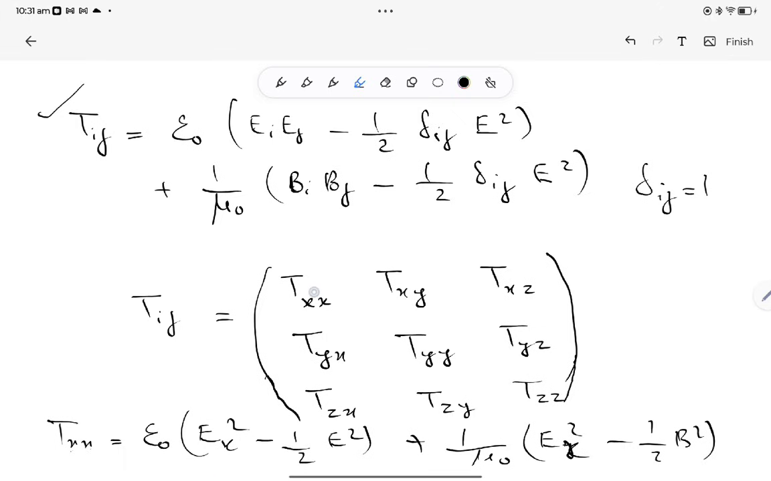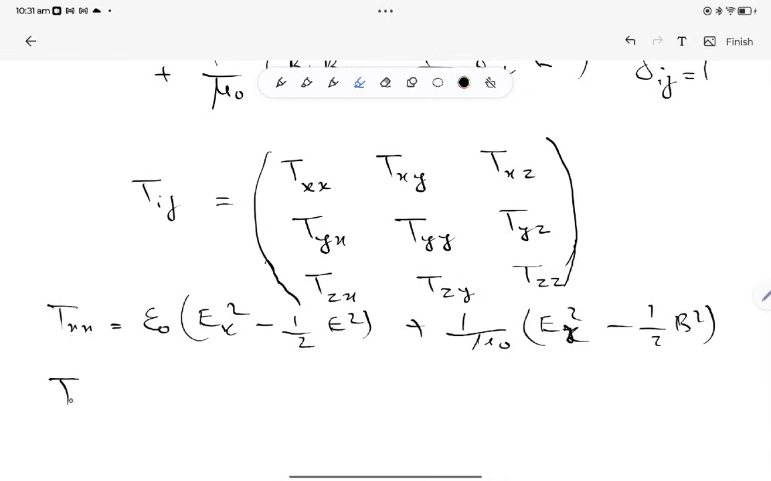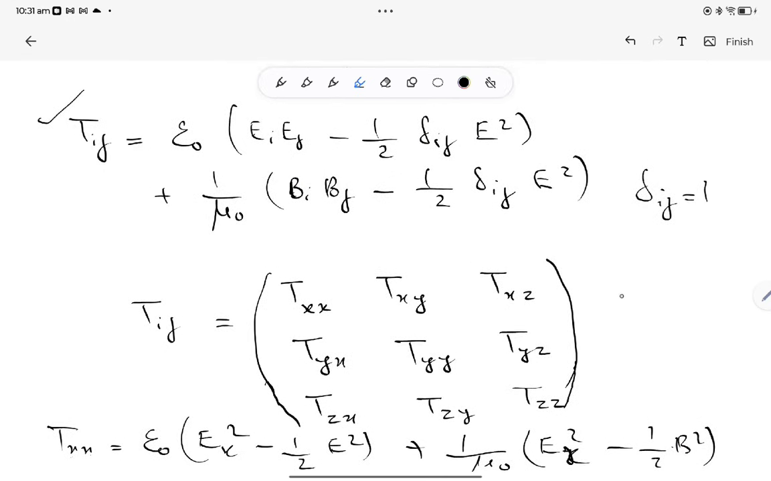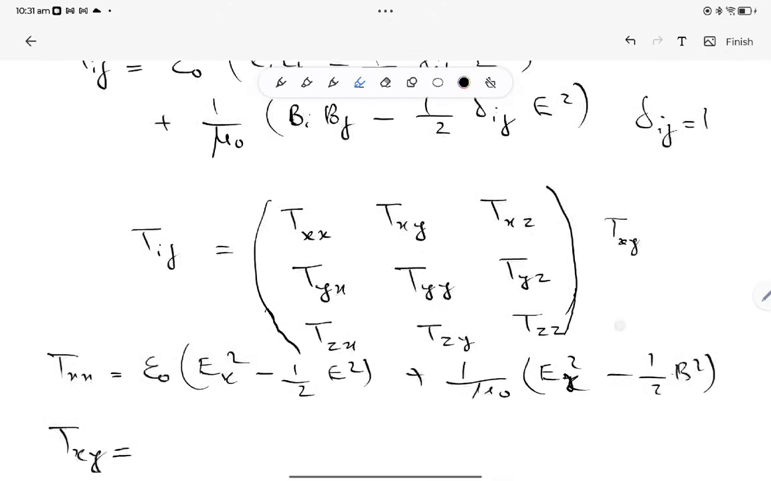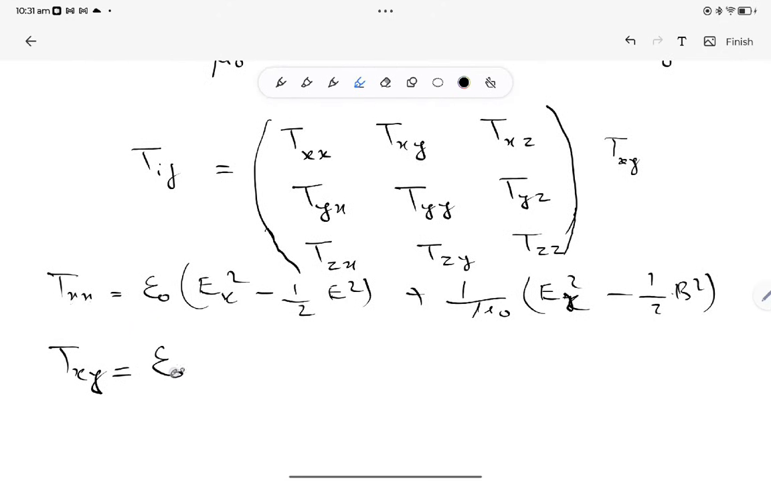Now this is just one element. You imagine this element here. Then you have similarly Txy. In Txy you don't have this term and this term, since x is not equal to y. This is 0, this is 0. No terms involving E square. Then you have only epsilon naught Ex Ey, then plus 1 by mu naught Ex By.